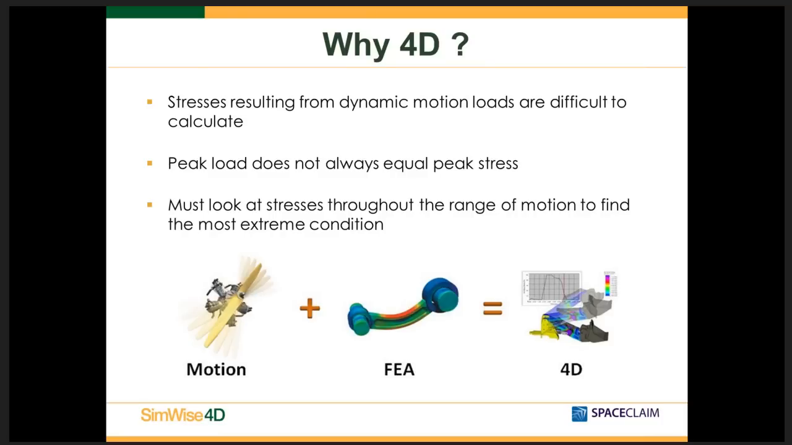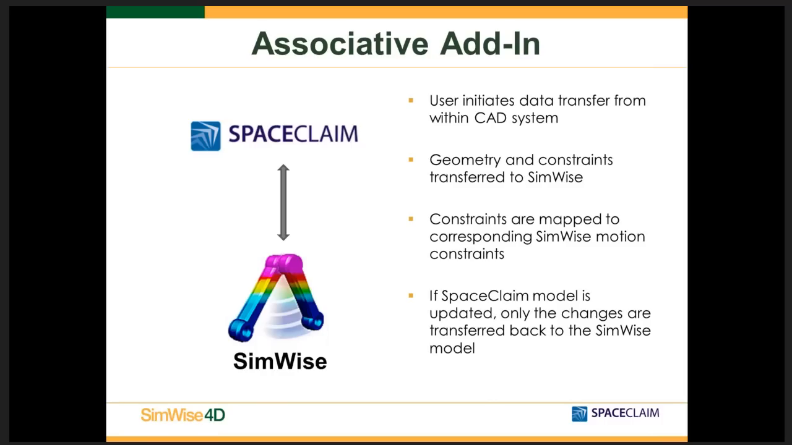So looking at the combination of the two products in the 4D, we can find that extreme condition and make the changes we need to our SpaceClaim model and study these what-if scenarios to design a better product. We are an associative add-in with SpaceClaim.